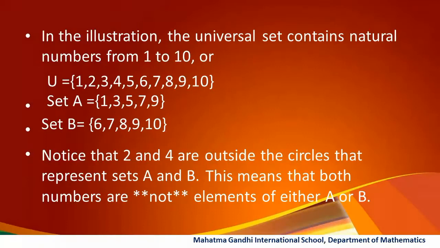This is an illustration of the previous Venn diagram. The set U, the universal set, contains all the natural numbers from 1 to 10. And inside the universal set there are two sets, set A and set B. Set A contains 5 elements. What are they? 1, 3, 5, 7 and 9. Set B also contains 5 elements. They are 6, 7, 8, 9 and 10. And notice that 2 and 4 are outside the circles, which means that both numbers 2 and 4 are not elements of either A or B.